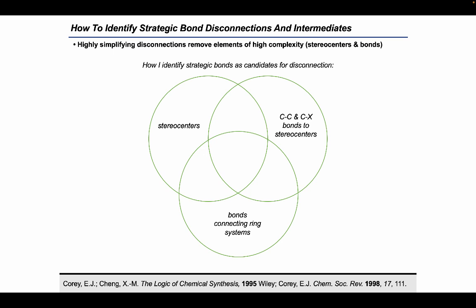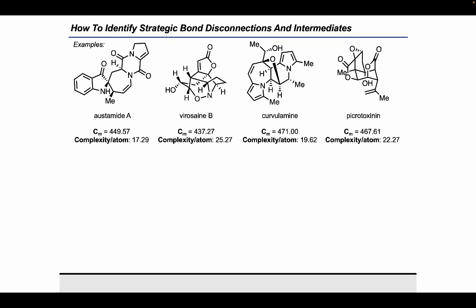Once these points of complexity have been identified, use them as a starting point to search for tactics which can form the relevant bonds as expediently as possible. Among complexity-building transformations, if you can find reactions which form multiple C-C or C-X bonds simultaneously and/or stereocenters in a single step, all the more power to you. Okay, let's apply these rules to some natural products.